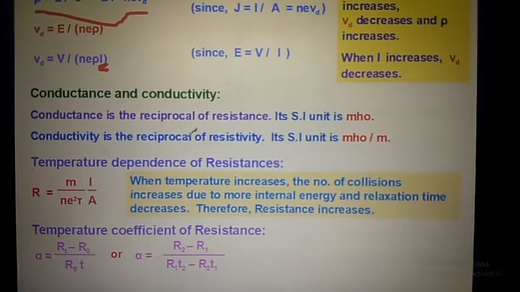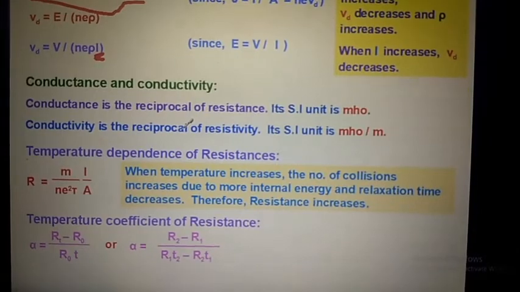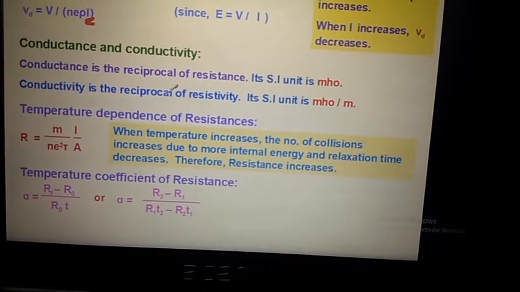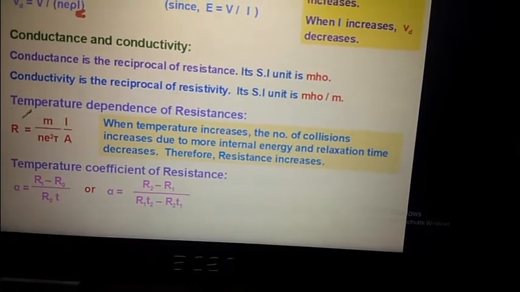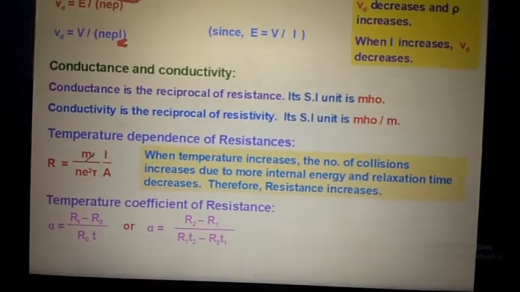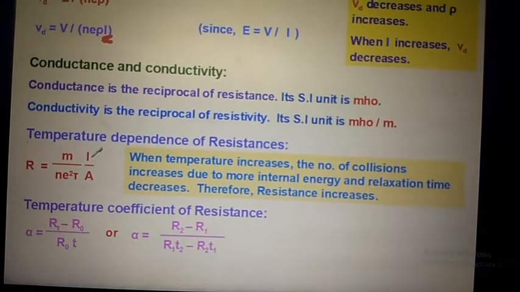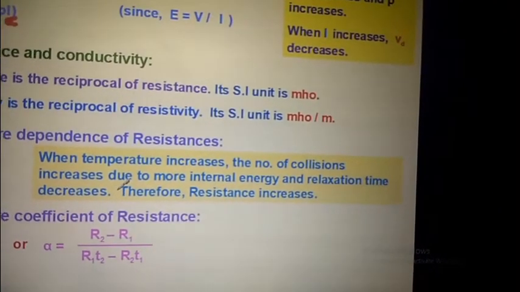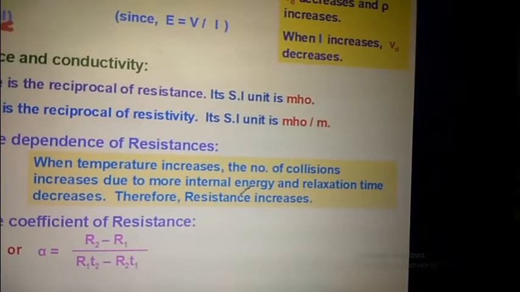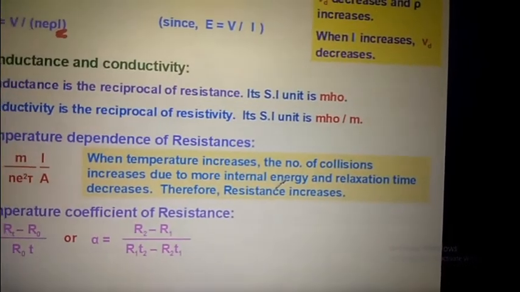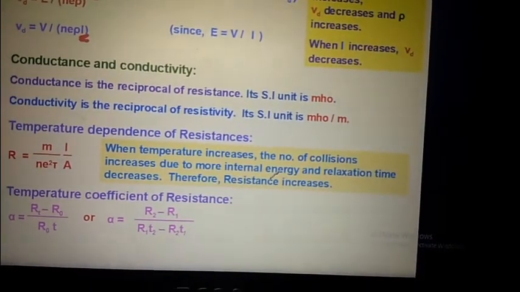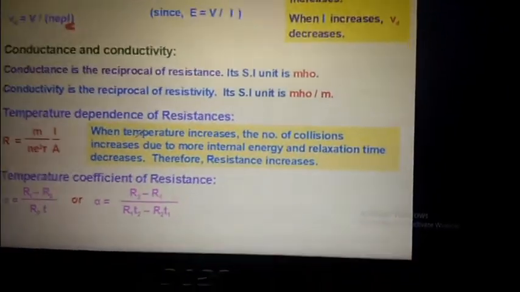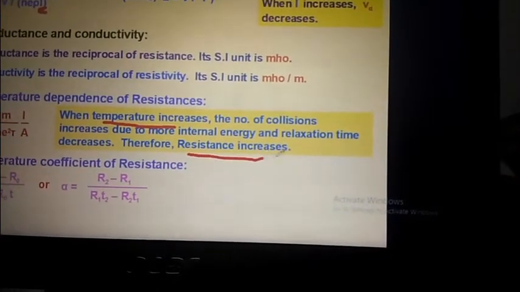Now, the resistance of the circuit or the conductor will depend on the temperature of the system or the material. The basic equation is R equal to m divided by n e square tau into L by A. So when the temperature increases, what happens? The number of collisions increases due to more internal energy and relaxation time decreases. When the relaxation time decreases, the resistance increases. That means when the temperature increases, the resistance also increases.